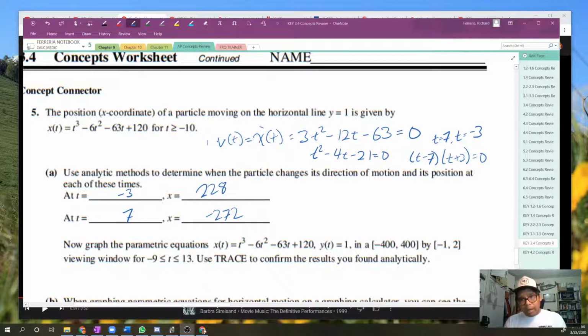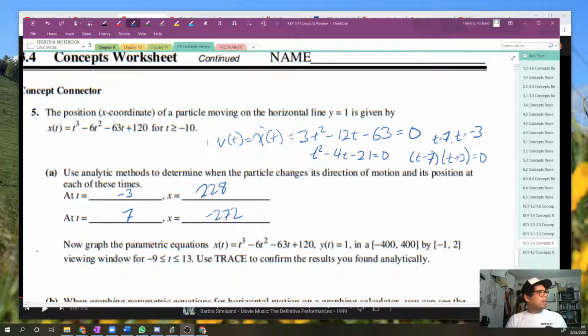Come to think of it, we've got a cubic function, and for a cubic function, the range is all real numbers. So I think these will only be a local minimum and local maximum.